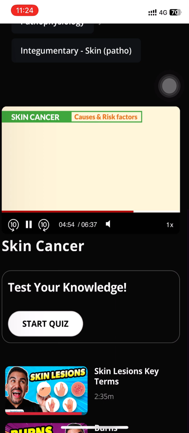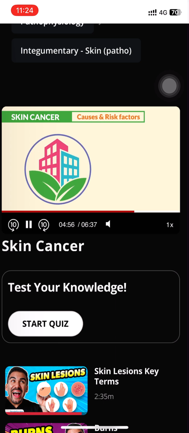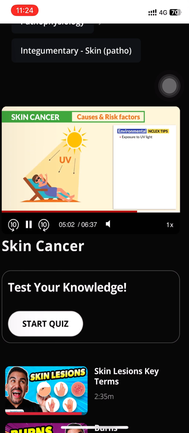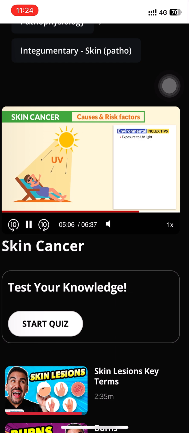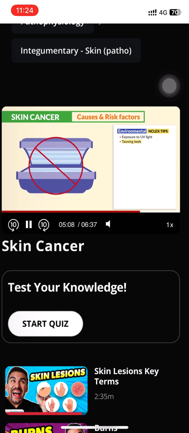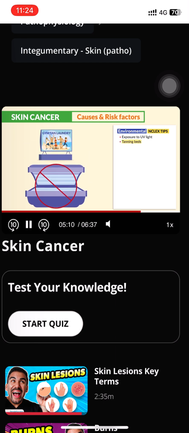Now, for the causes and risk factors, we have environmental or genetics. So for environmental, the big NCLEX tip is exposure to UV light. Now, this is the most tested since it's the most common. So we want to avoid tanning beds. Write that one down. Like the old Jersey Shore TV show here. Gym, tan, and laundry. No. No tan, just the gym and the laundry.